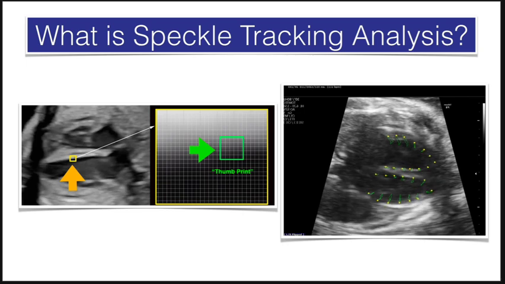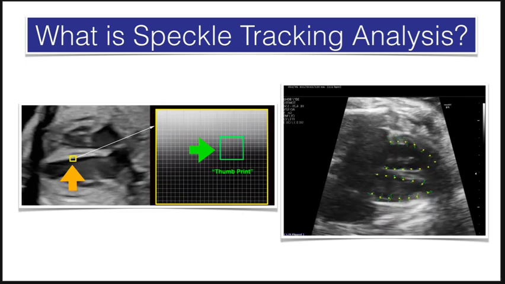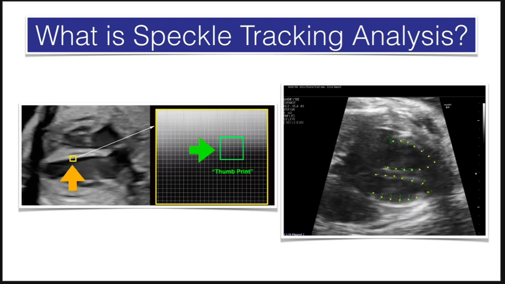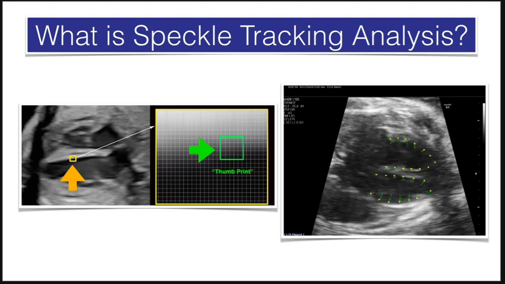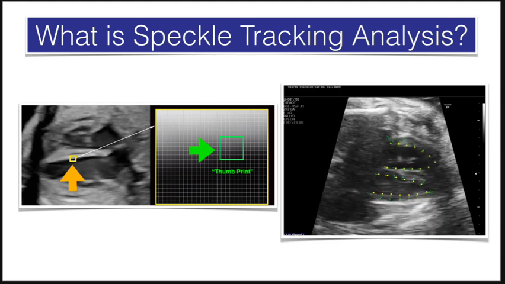The endocardium of each ventricle is composed of digital pixels. The image on the left illustrates a portion of the endocardium of the left ventricular septum, which has pixels of various shades of gray in intensity, represented by the green box. These pixels, or speckles, located at different locations along the endocardial border, can be tracked by computer software as the ventricles contract.